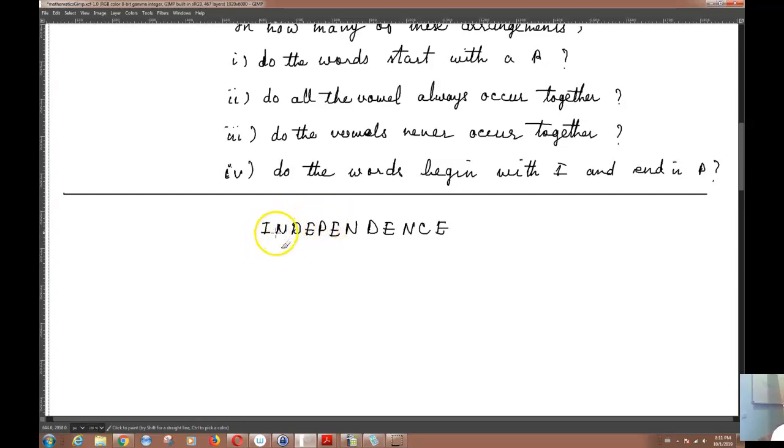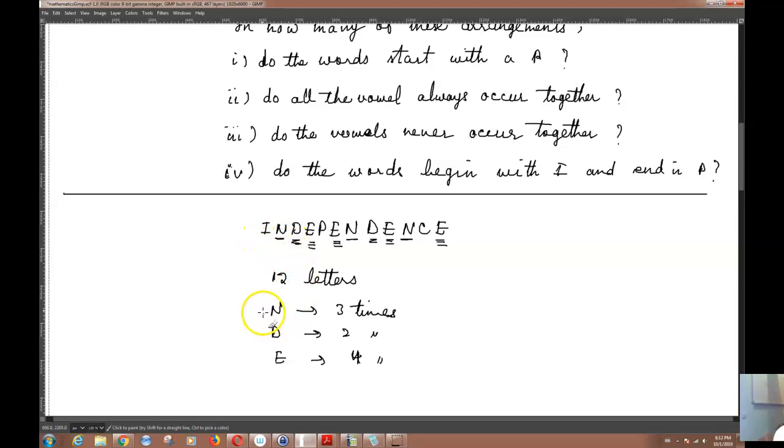So in the word independence, first of all, you have 1, 2, 3, 4, 5, 6, 7, 8, 9, and 12 letters. You have 12 letters. Now N basically appears 1, 2, 3 times. N appears 3 times. And D appears 2 times. E appears 1, 2, 3, and 4 times. E appears 4 times. And P appears 1 time. Then you have C, which appears 1 time, and so on and so forth. So these are the only repeating letters that we have, and we have 12 letters in total.